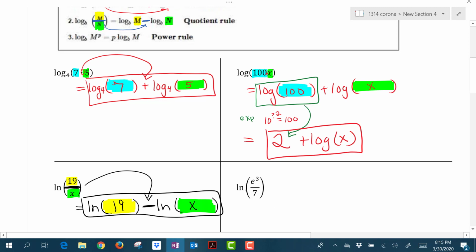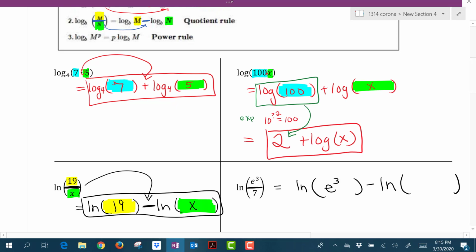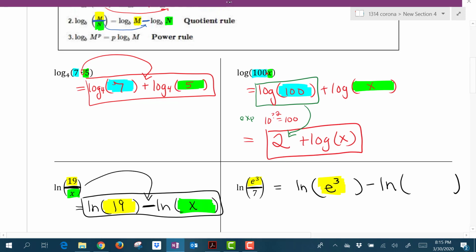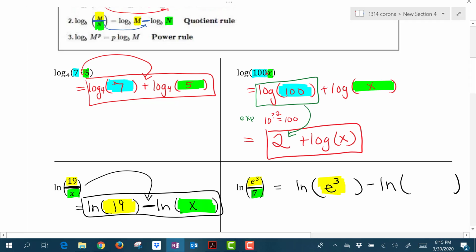In the next example, we have natural log of e to the power of 3 divided by 7. Since we are dividing, we see a flat line inside of a single log. We're going to separate this as two logs where we're subtracting in between them. Keep the same base, so it's natural log here, natural log, natural log. In the first log, we're going to put e to the power of 3. So whatever's at the top of that fraction goes into that positive first log. Whatever's at the bottom of that fraction goes into the second negative log. So into the second log, we're going to put a 7.